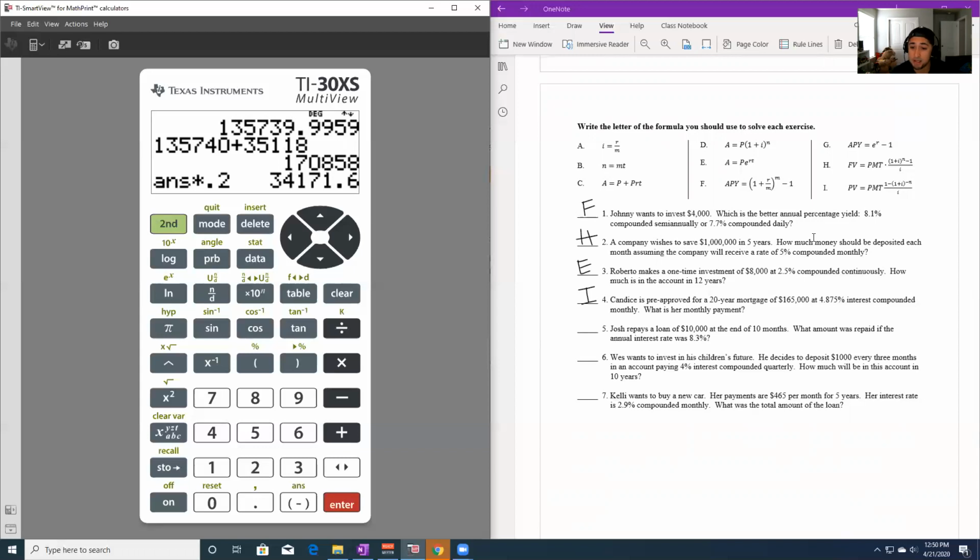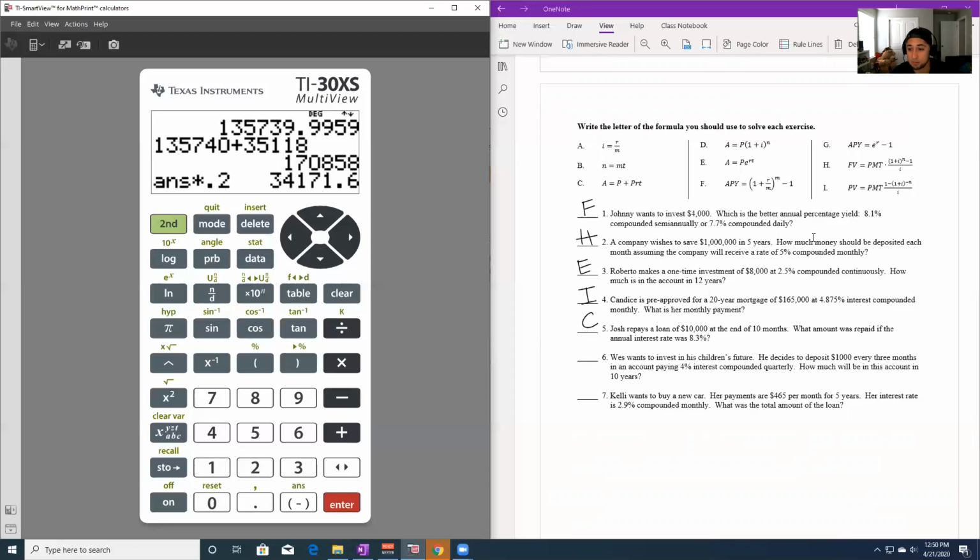5, Josh repays a loan of $10,000 at the end of 10 months. What amount was repaid if the annual interest rate was 8.3%? All right. There are no compoundings in this one, so we don't see anything about compoundings. So this one's just going to be the simple interest theorem. So this will be C. What amount was repaid?